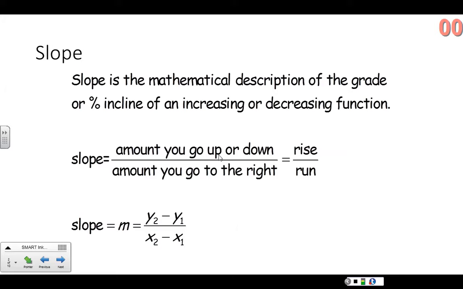So if you go up, we'd have a positive slope. If you have to go down to find the next point, then you would have a negative slope. It's easier to memorize up or down than left and right. So I always measure to the right on the bottom, up or down on top.